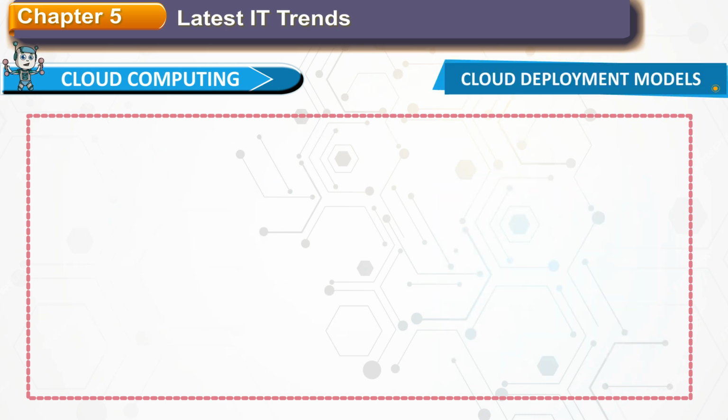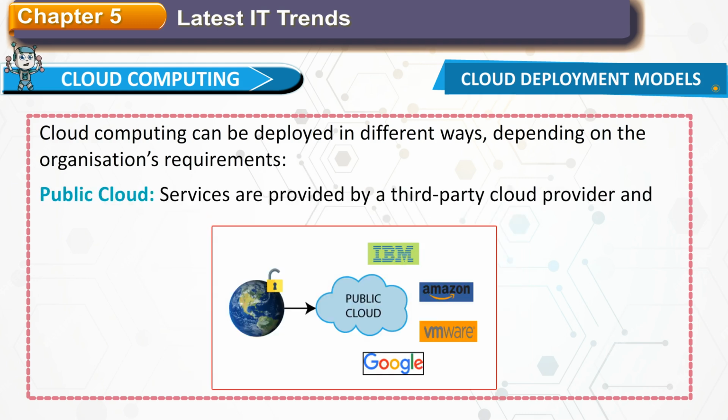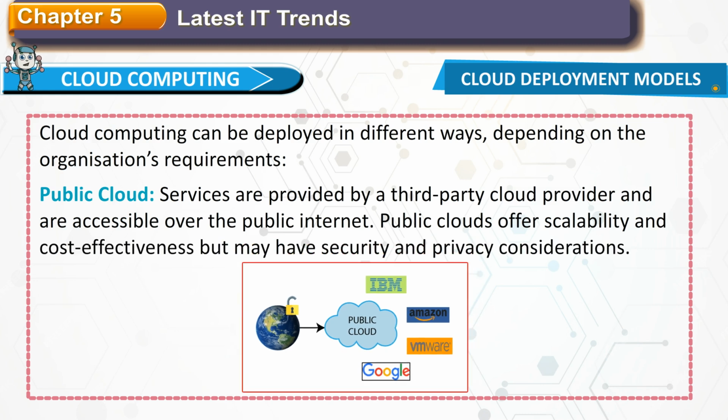Cloud deployment models. Cloud computing can be deployed in different ways depending on the organization's requirements. Public cloud services are provided by a third-party cloud provider and are accessible over the public internet. Public clouds offer scalability and cost-effectiveness but may have security and privacy considerations.